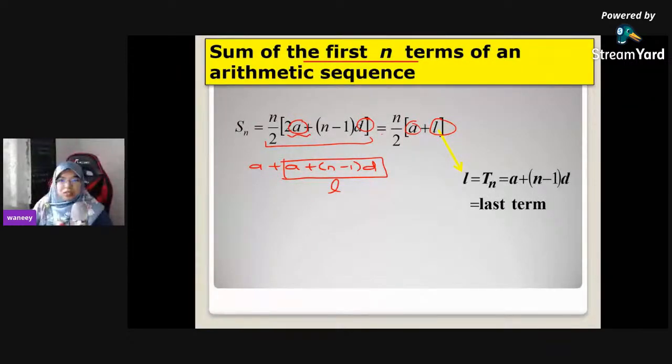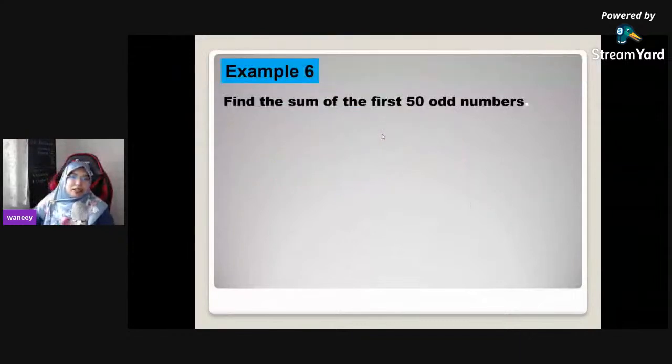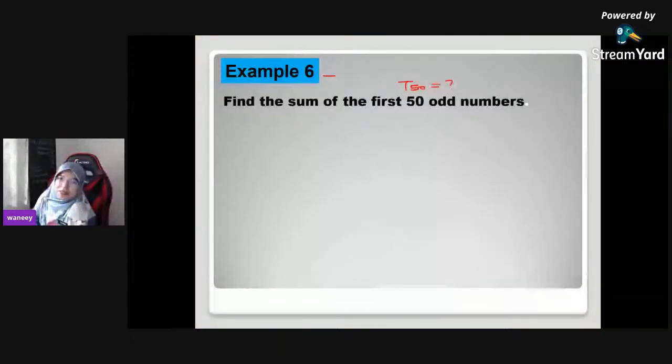Okay, so now let us go to example 6. Find the sum of the first 50 odd numbers. Okay, so list down first. What is the first odd number that you know? And what is the 50th term of the odd numbers? Ada siapa-siapa boleh bagi list? What is the first odd number that you know? And what do you think T50 of the odd numbers will be? What is T1 and what is T50?